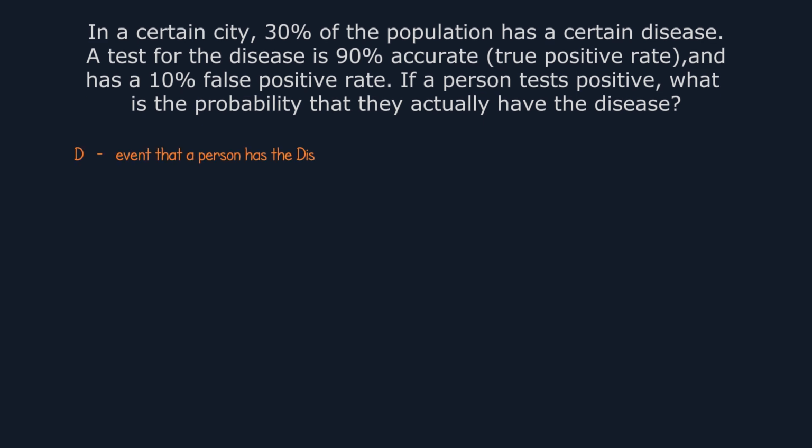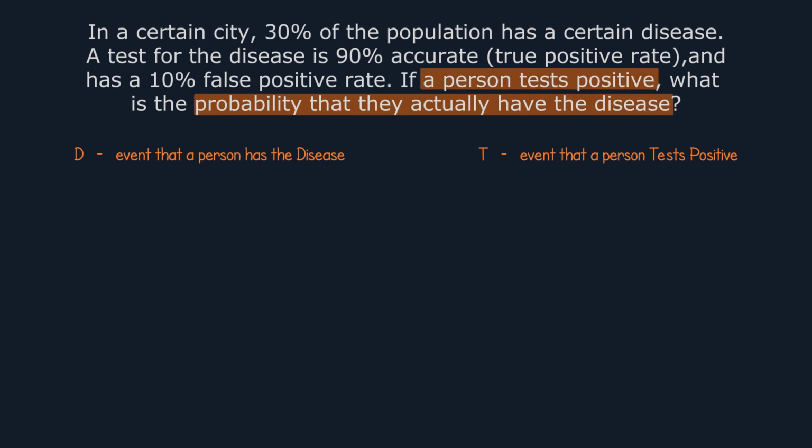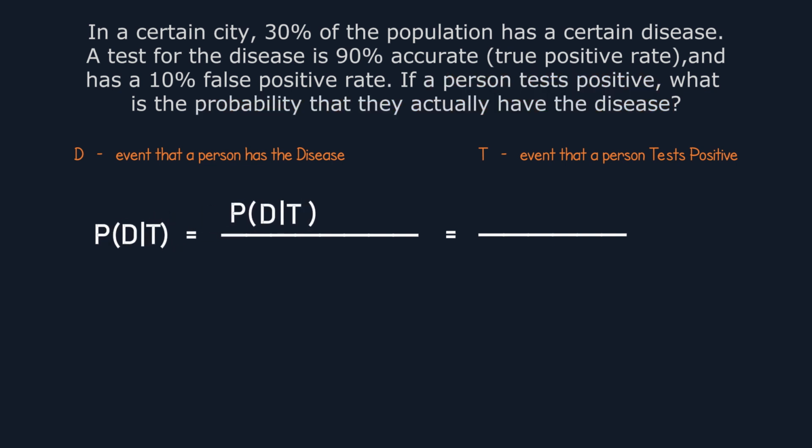Let D be the event that a person has the disease, and let T be the event that a person tests positive. Now, the problem is asking us to find the probability that a person actually has the disease, given that they tested positive. So that's probability of D given T. Just like we did earlier, we'll swap the variables for the right-hand side of the equation. This means the probability of testing positive, given that a person has the disease, will go in the numerator. This is the true positive rate, which is 90% or 0.9.